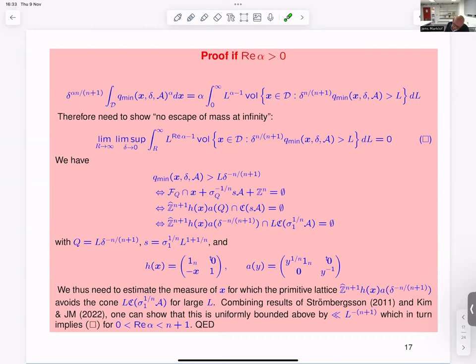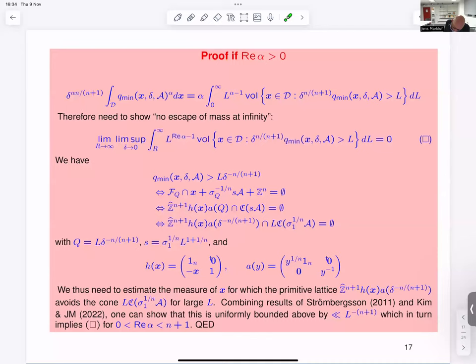Now, if the real part of alpha is bigger than zero, then you need to do something more. You need to work harder. And the first step is to realize that you can write the alphath moment, you do an integration by parts here, as an integral over your distribution, which is here. So this gives you the alphath moment. And in order to prove convergence of this integral, you need to ensure that you don't get too much weight at infinity of your distribution. And that's not guaranteed just by convergence in distribution. So you need an estimate that holds for all L and delta uniformly.